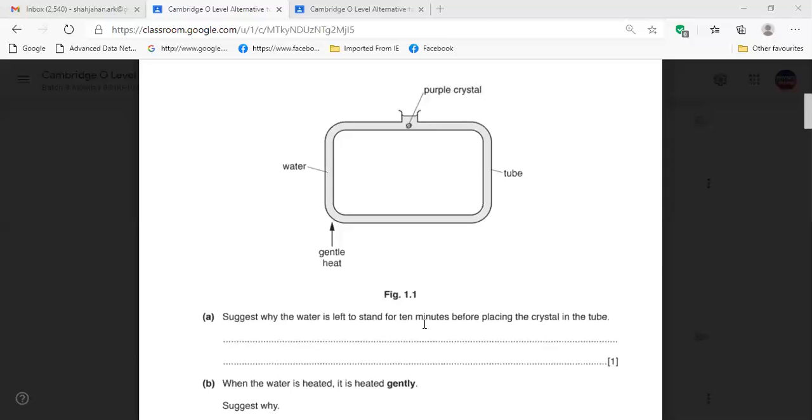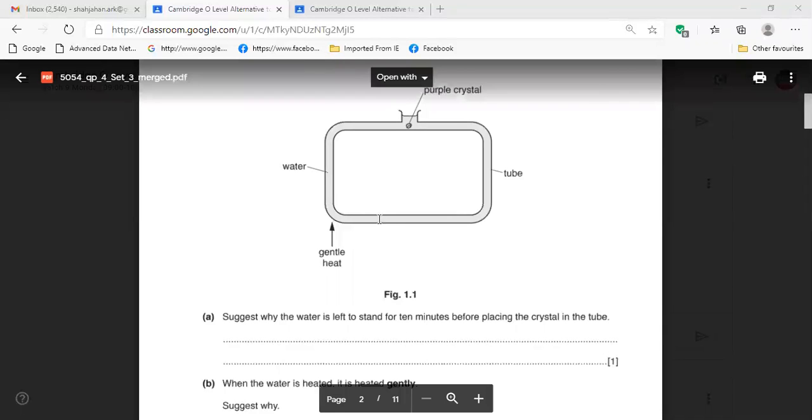Is it clear? So what you wrote, say again. Sir, then my answer is wrong. So what should be your answer? So that the water settles in the tube. So that we are allowing the water to be settled, right? Or to be still. Okay, so write it, please, on your copy.